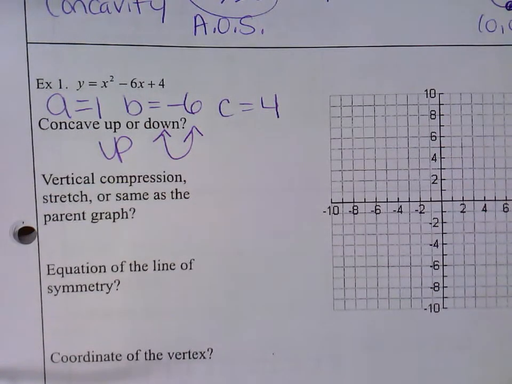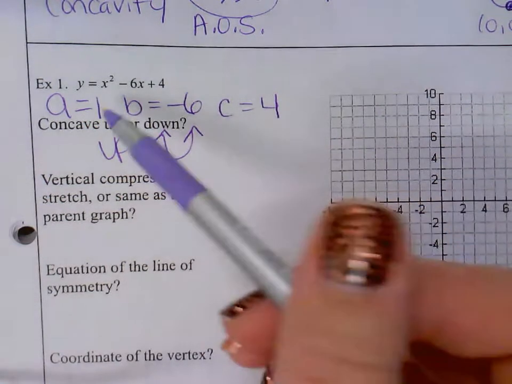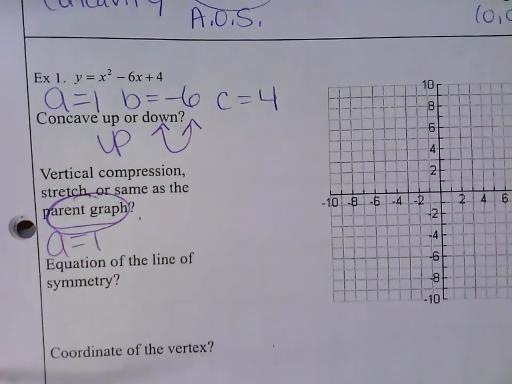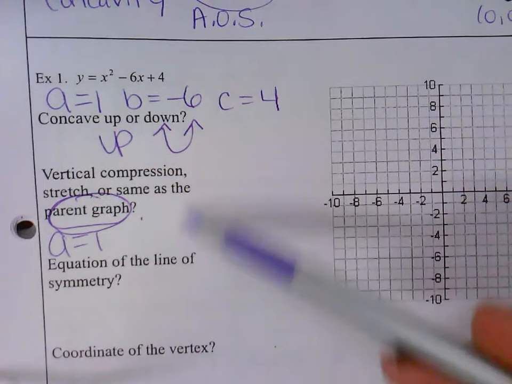What about my stretch? Will it be steeper, less steep? Will it be the same as the parent graph? How do you know? Why? Right, so A is 1, so it's the same as the parent graph: 1, 1, 2, 4, 3, 9. So you already know what the general shape is going to look like.